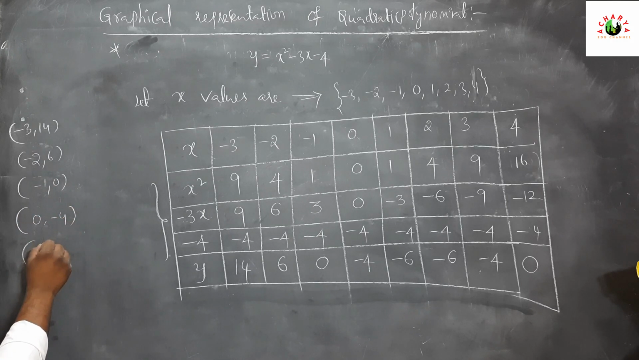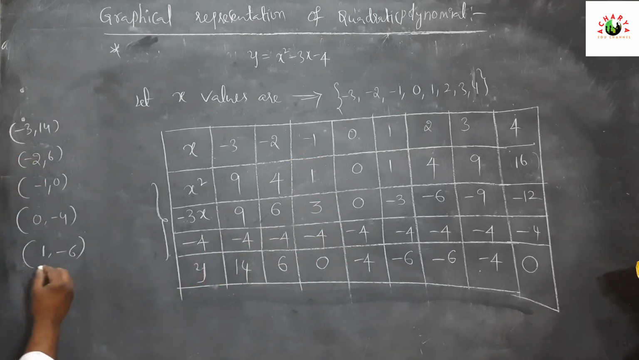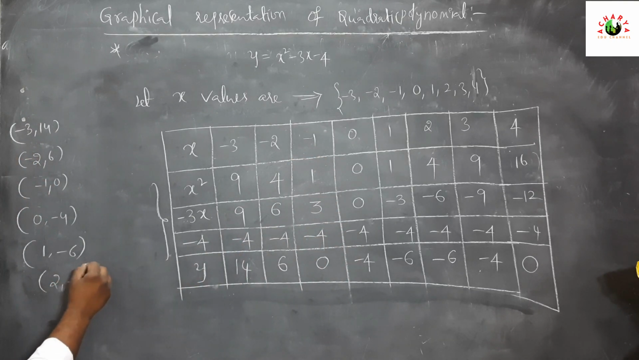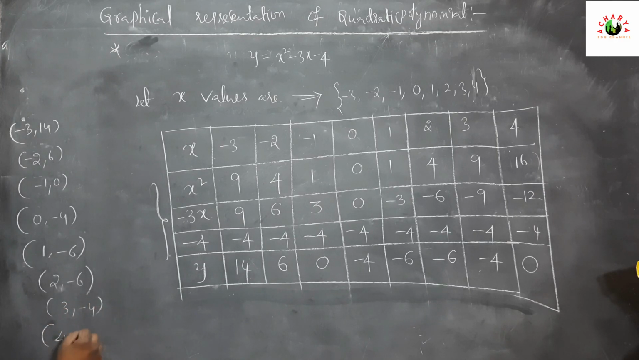The fifth point is 1 comma minus 6. The next point is 2 comma minus 6. Next 3 comma minus 4. The last point is 4 comma 0.